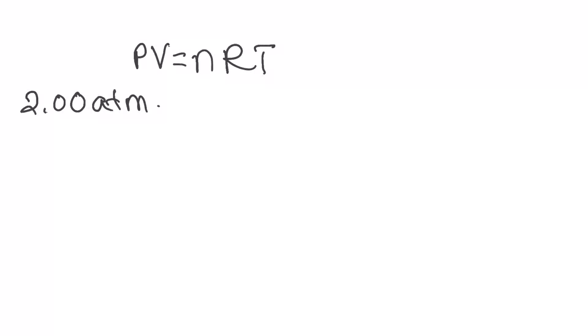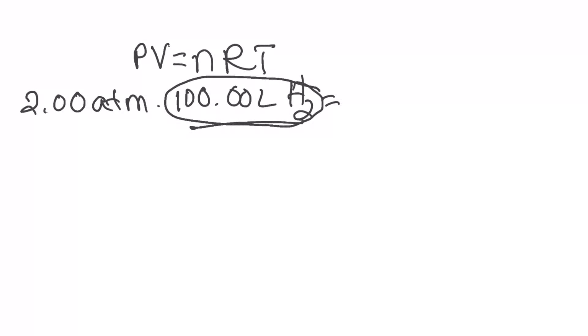Uh-oh, this is where you have to be careful. It's 100 liters of hydrogen gas, okay? I have grams of ammonia, pressure of ammonia, temperature of ammonia, so I cannot use hydrogen here, okay? If I use hydrogen here, you have to be careful. It's okay, but then when I find the N, I am not going to be finding the moles of ammonia. I'm going to end up with moles of hydrogen.